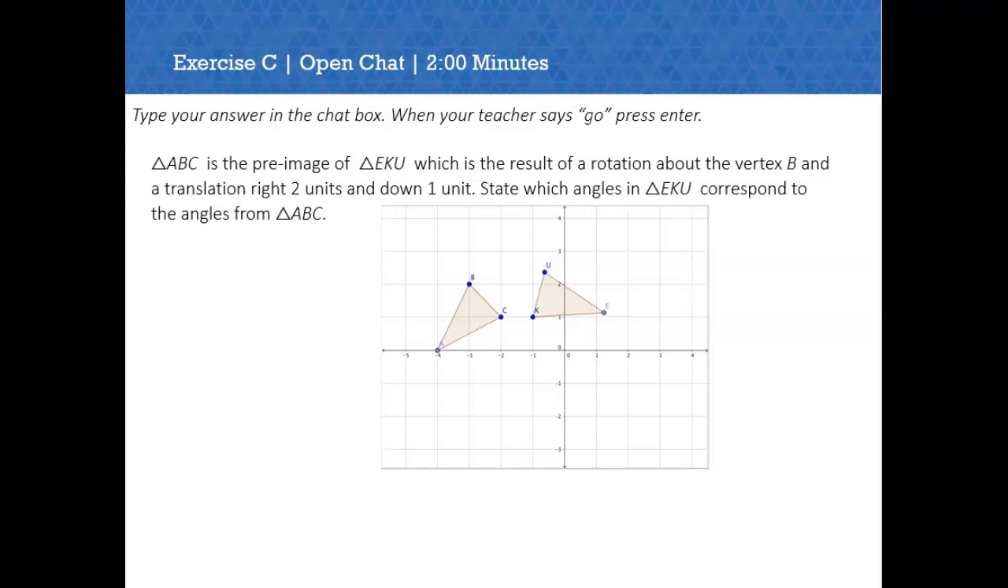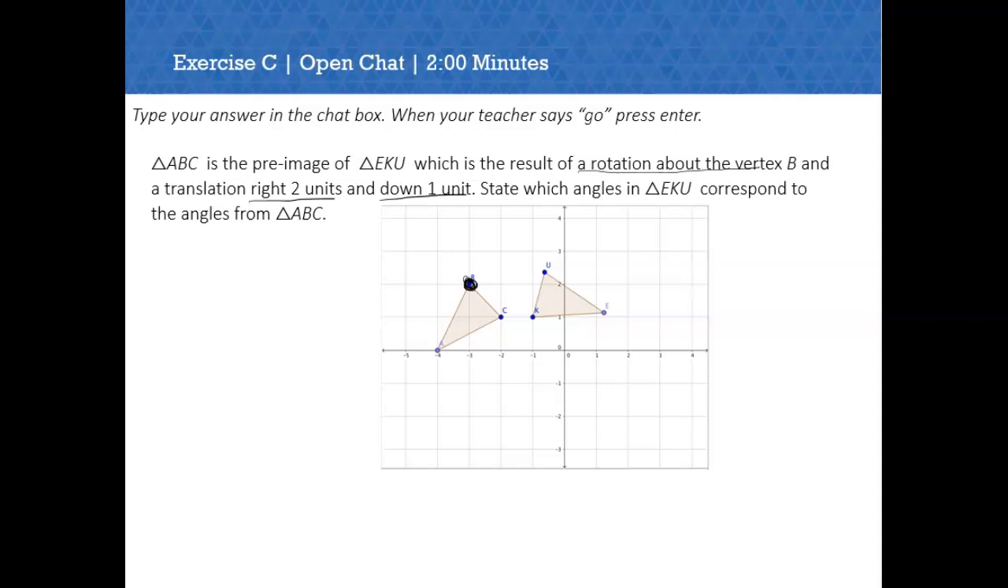Triangle ABC is the pre-image of EKU. ABC, EKU. So this is something to keep in mind. ABC, we can coordinate that with EKU. So A goes with E, B goes with K, C goes with U, which is the result of a rotation about the vertex B. So it's rotated about B and translated right 2 units and down 1 unit.